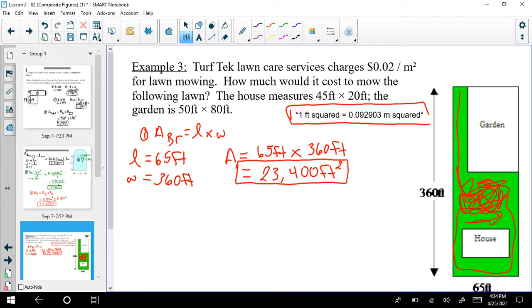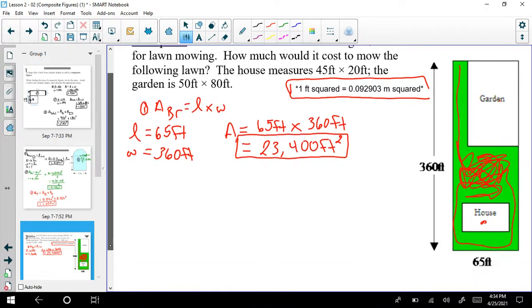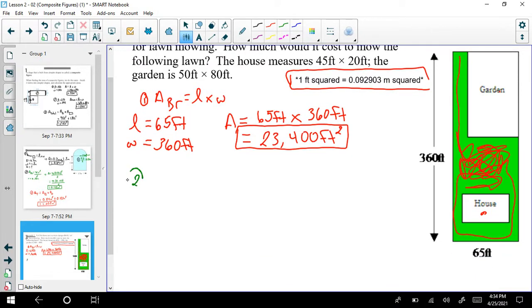So the other 2 areas that we need to find are the garden and the house, right? So we're going to take a look at the garden first, and I'm going to do the garden in green. Number 2 is the area of the garden. Because the garden is still a rectangle, we're going to use the same formula that we did for the big rectangle. So I'm going to do my length times my width. My length of my garden, we have the garden up here.